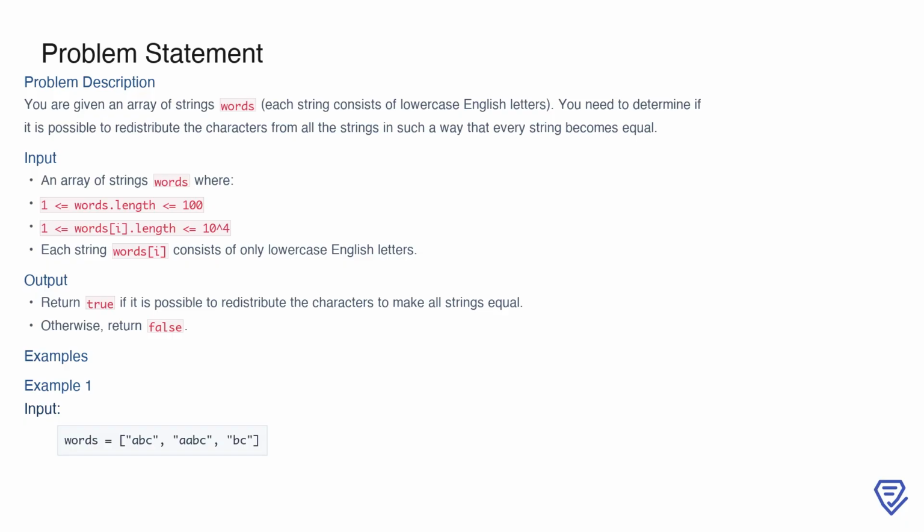The input to the problem includes an array of strings, where the array can contain between 1 and 100 strings, and each string can be up to 10,000 characters long. The output is a Boolean value, true if redistribution is possible, and false if it is not. Let's look at some examples to better understand the problem.